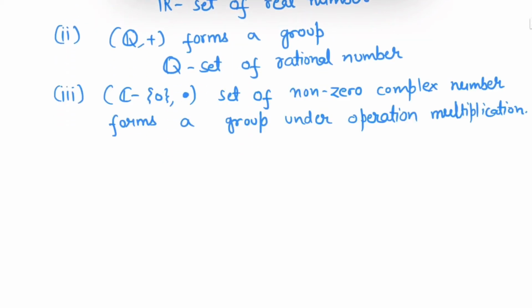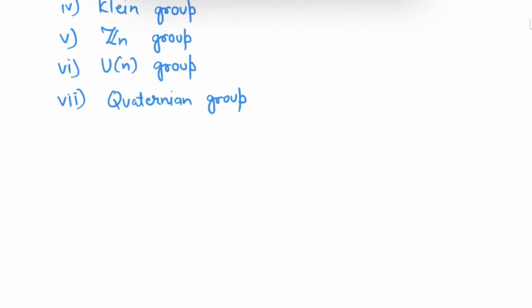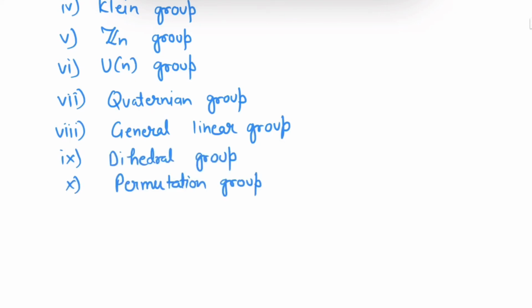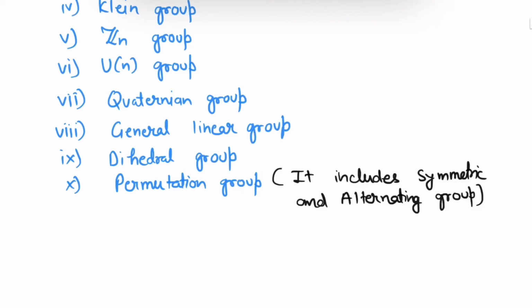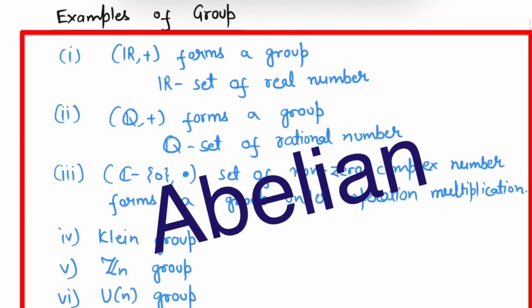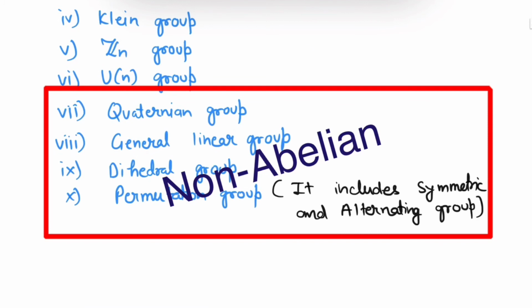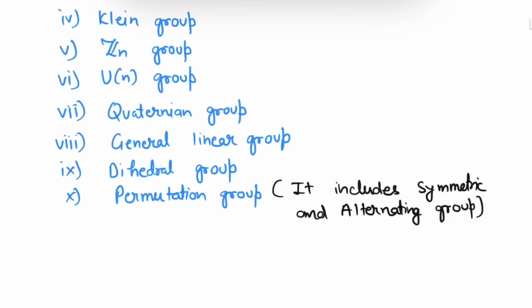Now let us see some special types of groups having special names: Klein group, Zn group, Un group, quaternion group, general linear group, dihedral group, permutation group. It includes symmetric and alternating groups. Among these groups, some are abelian and the rest are non-abelian. These are abelian and these are non-abelian groups. You will learn about these special groups in detail after a few lectures.